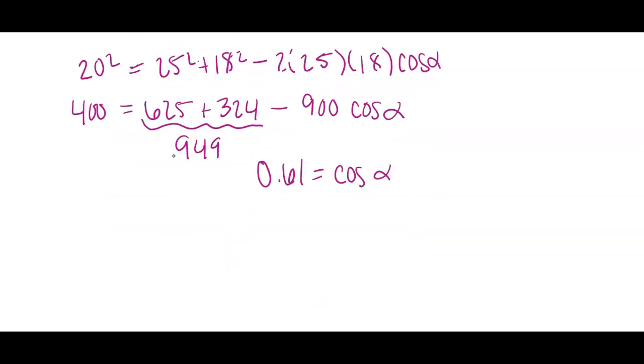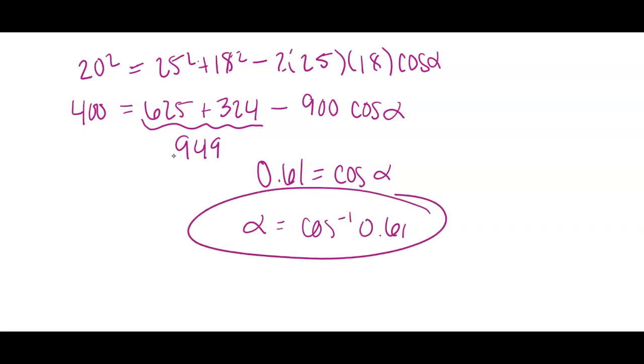And so you'd have to use technology here. Alpha is the inverse cosine of 0.61. And that's how you use these formulas. They're very straightforward formulas, just the problems in which they solve aren't always nice and straightforward.